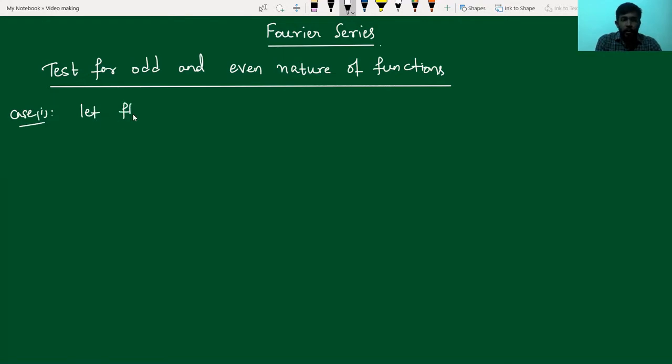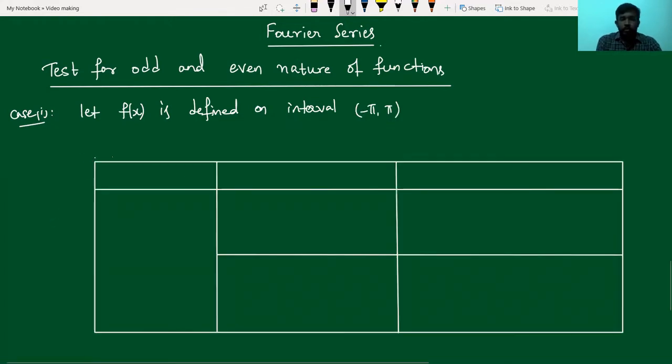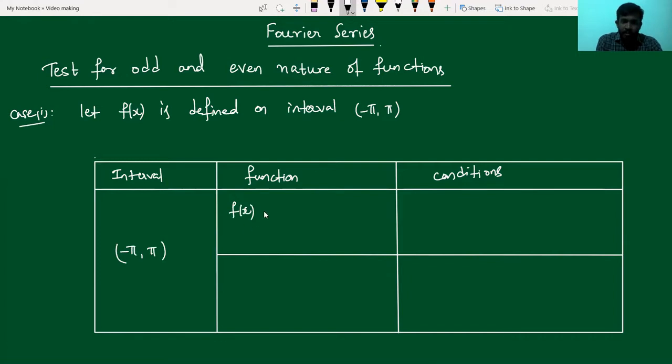Let f of x be defined on the interval minus pi to plus pi. Here, the nature of the interval and function, and here I take the conditions. As told in the above case, the nature of the interval is minus pi to pi, and here f of x is a continuous function.